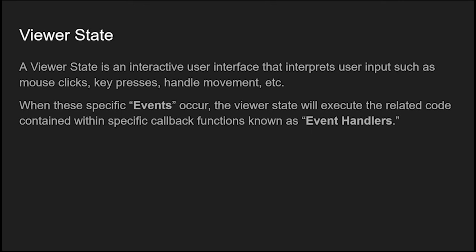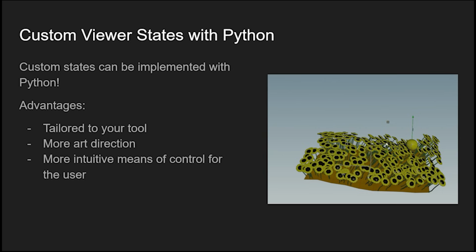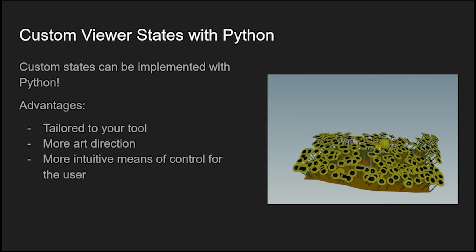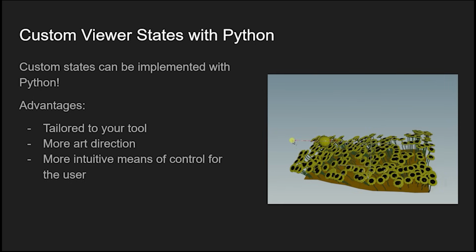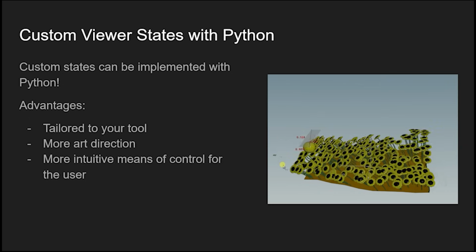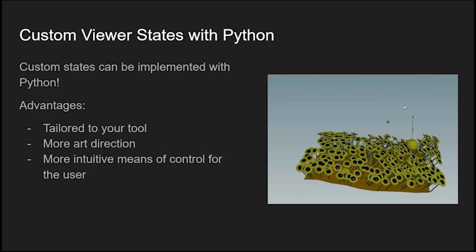So, what is a viewer state? It is an interactive user interface that interprets user input such as mouse clicks or scrolls, key presses, or handle movement. When these specific events occur, the viewer state will execute the related code contained within event handlers. You can actually implement custom viewer states with Python. As an example of this, in the GIF to the side, I have a handle that is attached to a sun object that is being moved around the viewport. The flowers in the scene are moving to grow towards the sun.